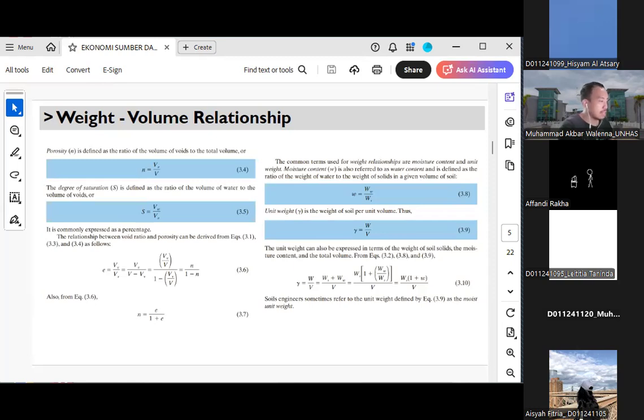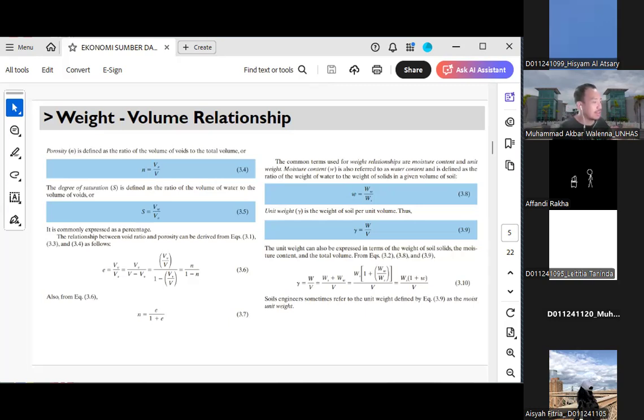As you can see in the slide, e or void ratio equates to porosity divided by 1 minus porosity. Earlier we came to understand that the void ratio is the ratio of voids to solids. Now porosity and void ratio are closely related, as represented by the formula. They both describe how much space in the soil is between particles, but in slightly different ways.